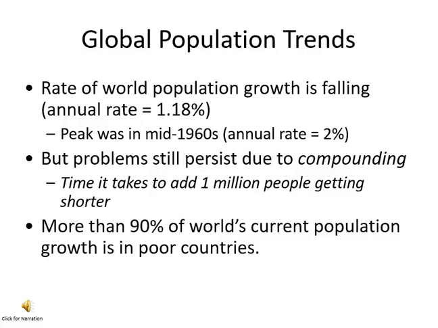But problems in terms of population growth have to do with compounding. So even though we're only adding 1.2%, because the sheer number of people on the planet is so large, the amount of time it takes to add 1 million people is much shorter. More than 90% of the world's current population growth is in poor countries, and that is something that will lead to a discussion of development later on.